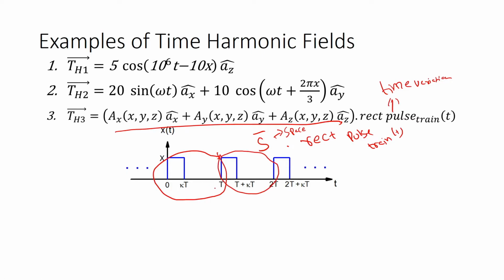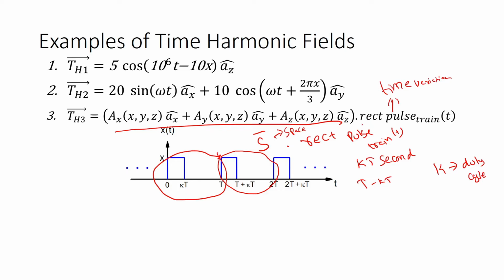But in these T seconds, it is kept constant for kT seconds, and it is turned off for T minus kT seconds. And this k is called the duty cycle. So this is an example of how a time harmonic field can look.